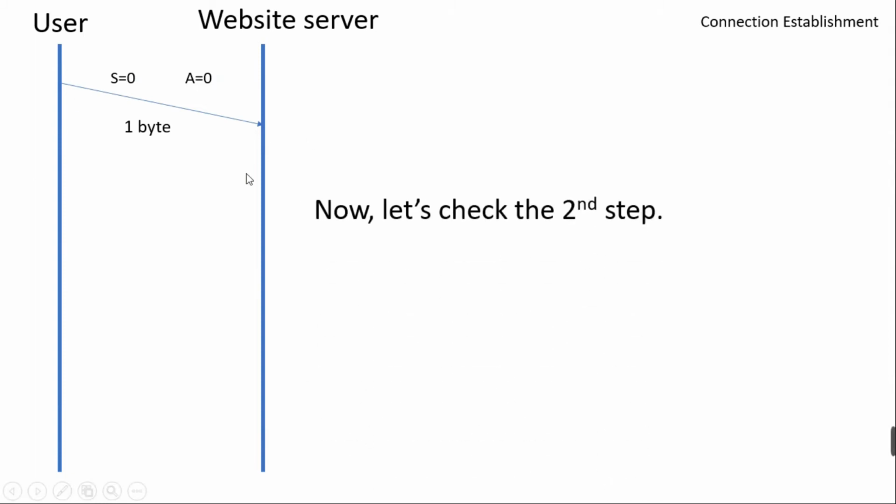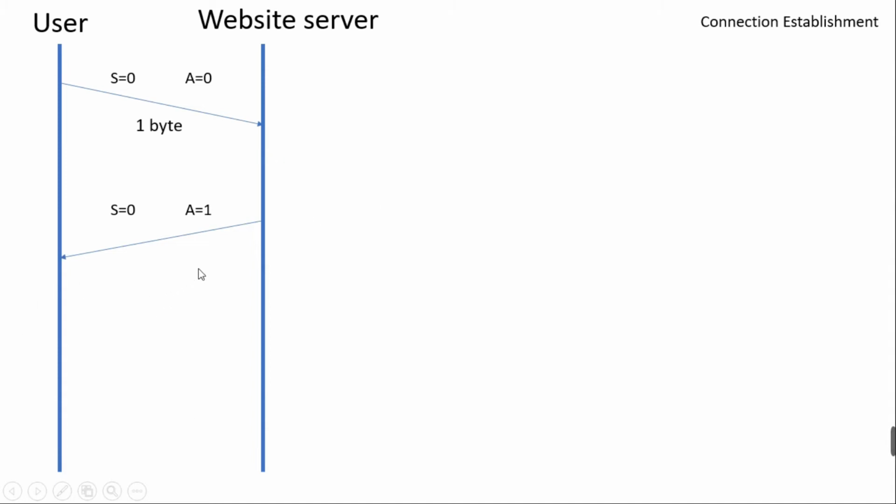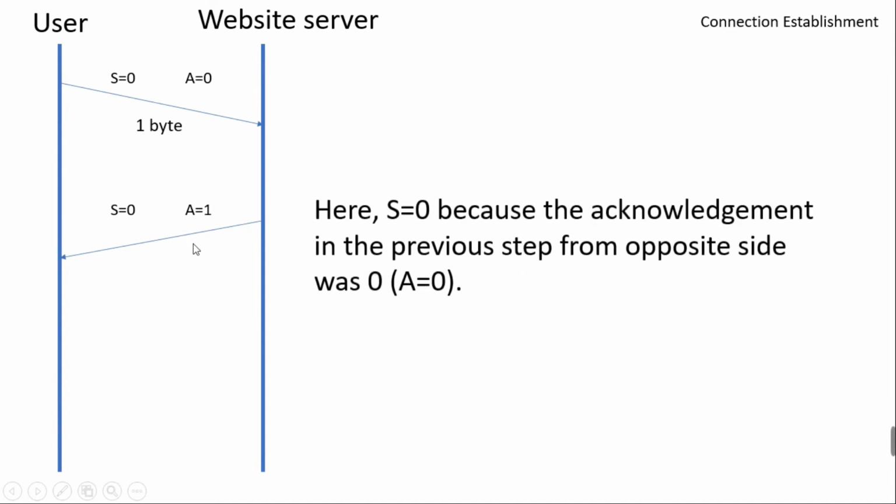Now let's check the second step. The second step will take place between user and server, and it will be directed from server to user. So this is the second step of this connection establishment phase. You can see that in this step the sequence number is 0. So why is the sequence number 0? Because this is the very first communication from server to user.